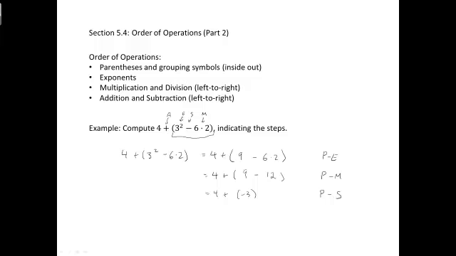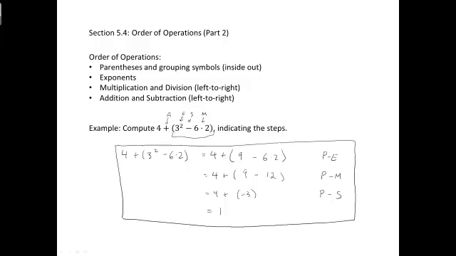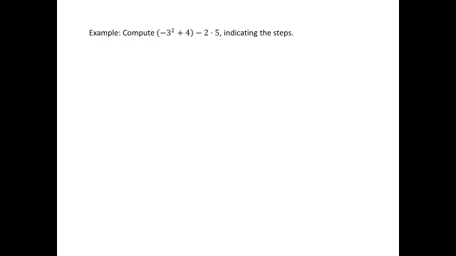Notice that I'm keeping the parentheses as a grouping symbol so that I don't have the plus sign and the negative sign running side by side. We never have two arithmetic symbols side by side. 4 plus negative 3 is 1. And that last step was an addition step.